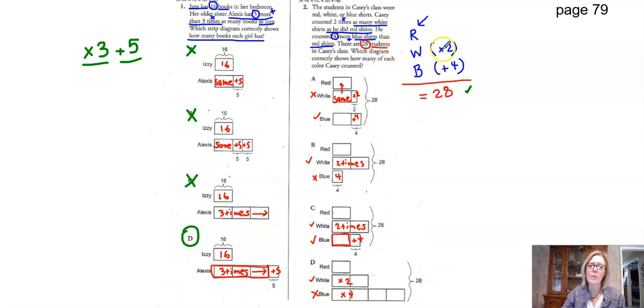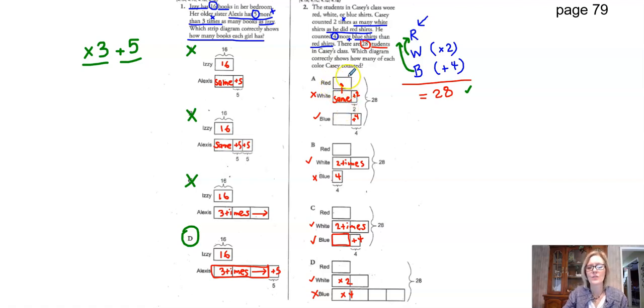And I wrote that white is 2 times as much as red. Okay. So I need to think, oh, it's 2 times as much as red. But the blue is just 4 more. And more is an adding word. Times, of course, it's a multiplication word. So let's come here and let's look and see which one's going to help us have the right answer, okay?